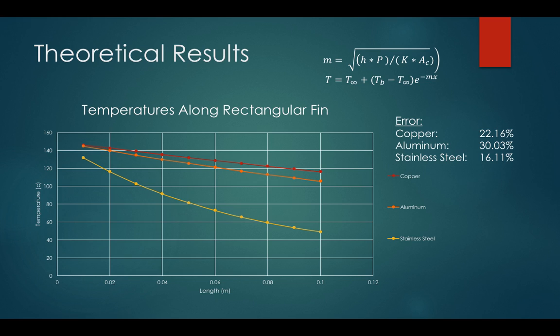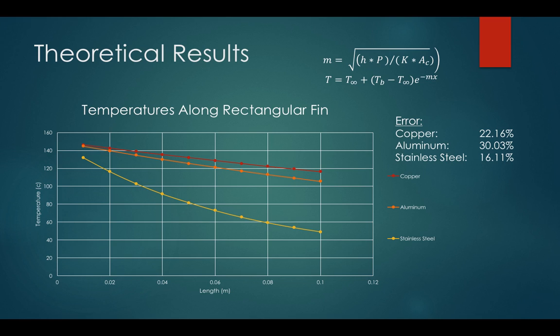Using the equation shown, we calculated the theoretical temperatures for each material. Copper has a minimum temperature of 116.34 degrees C, aluminum has a minimum temperature of 105.5, and stainless steel has a minimum temperature of 49.